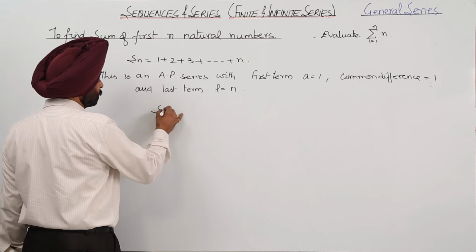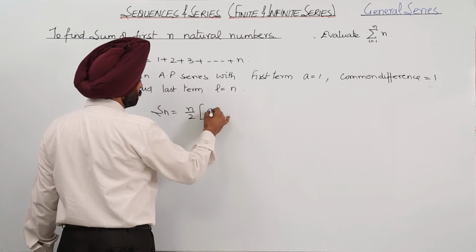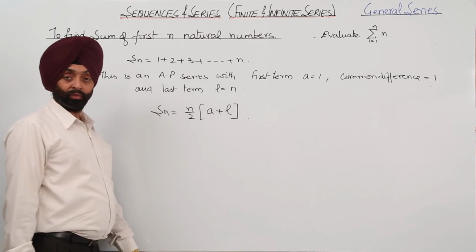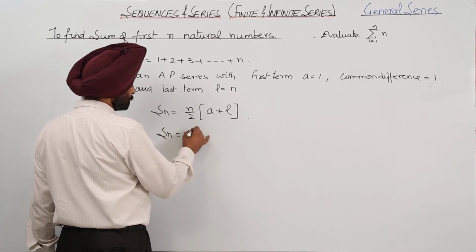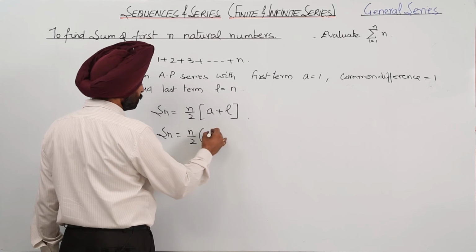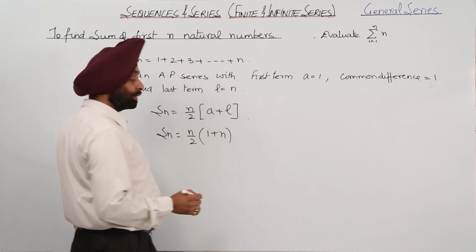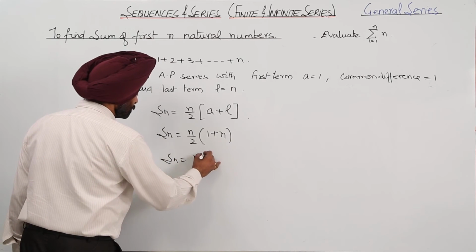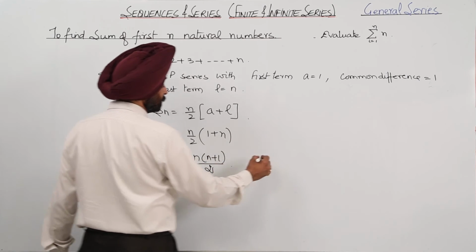Now we are knowing the formula Sn is equal to n upon 2 times (A plus L). Okay. Or Sn is equal to n upon 2, in the bracket A is what? 1 and L is what? n. So we can write it Sn is equal to n times (n plus 1) upon 2.